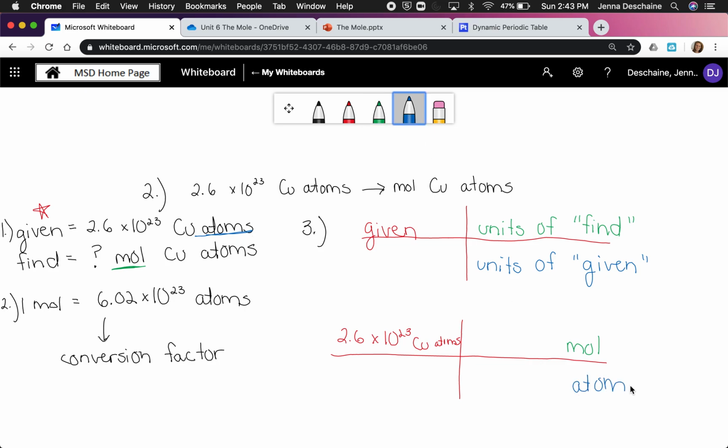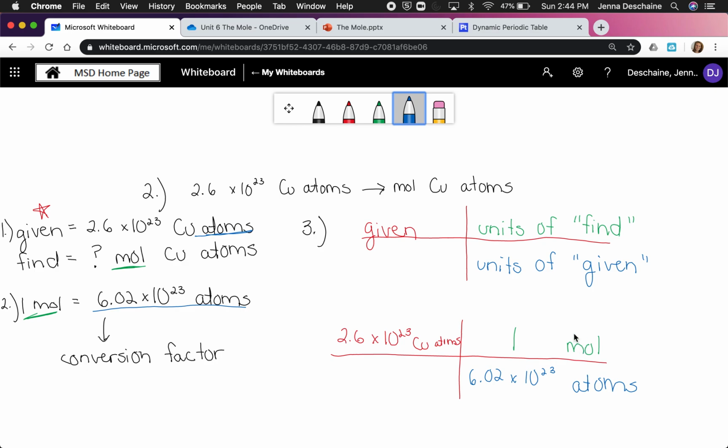This is where my conversion factor goes, from right here. I know that 1 mole is equal to 6.02 times 10 to the 23rd atoms. So that's going to go right here.